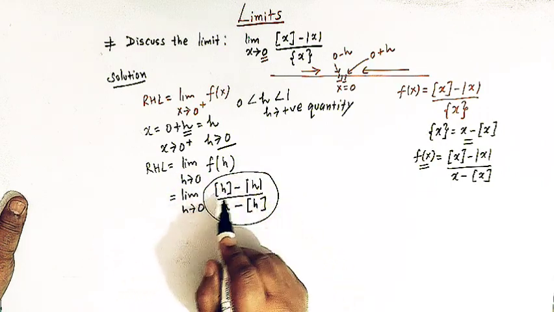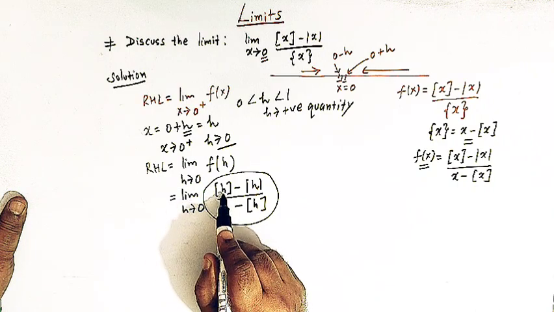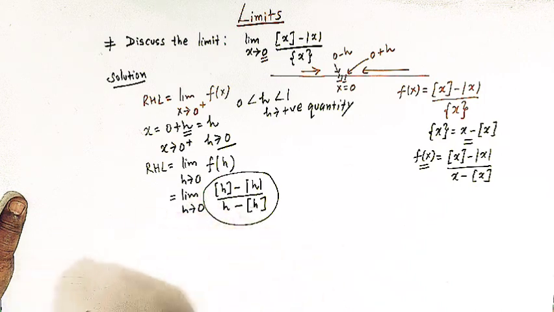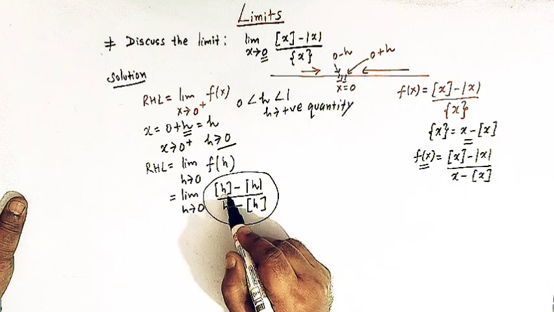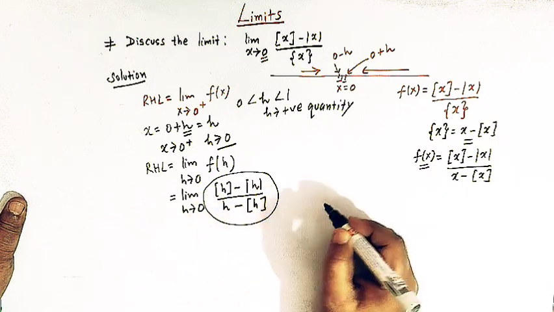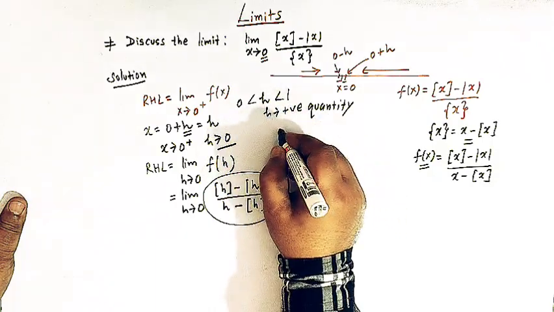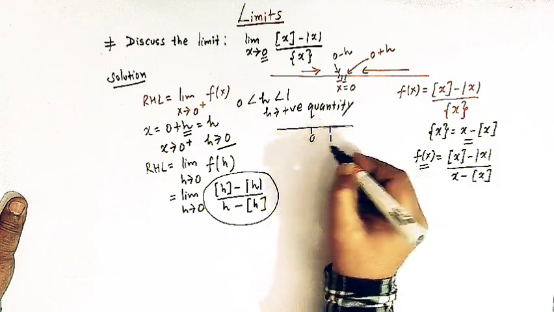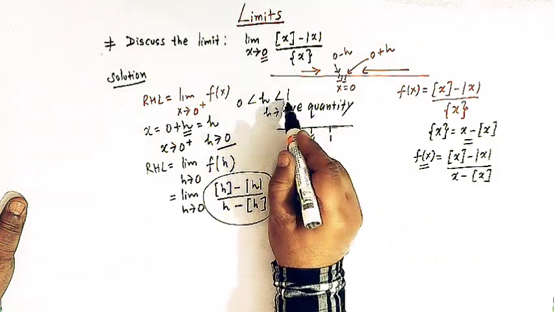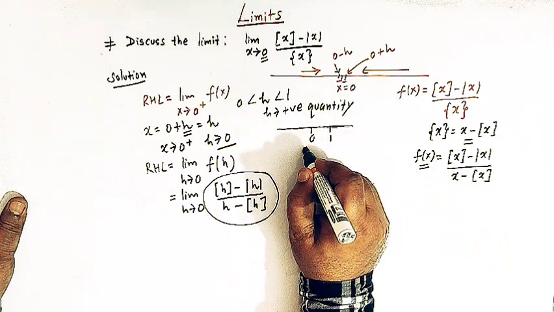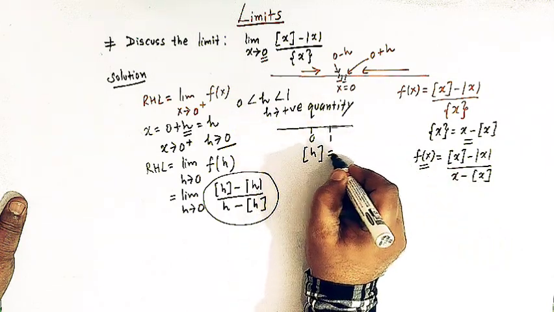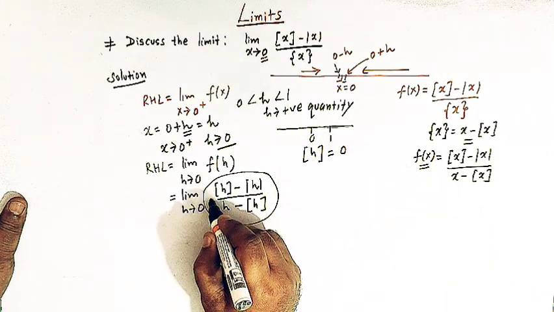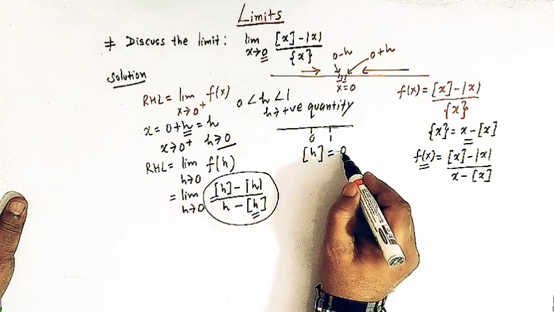Now see, whenever we have the greatest integer function, we cannot directly substitute h equal to 0 here and here. So we make use of the definition of the greatest integer function. Now see, h lies between 0 and 1. Here we have 0 and here we have 1, so our h lies between 0 and 1. By the definition of the greatest integer function, the greatest integer of h should be equal to 0. So for the greatest integer of h we can take 0.